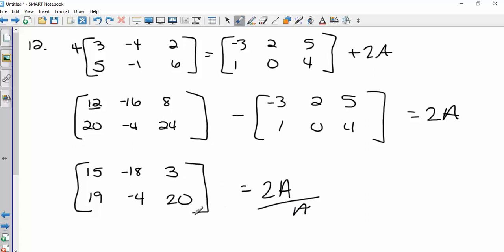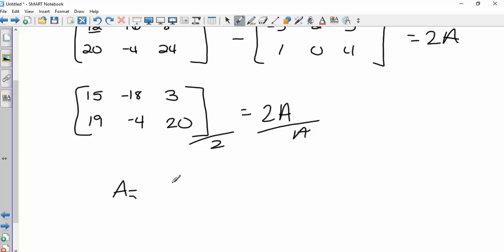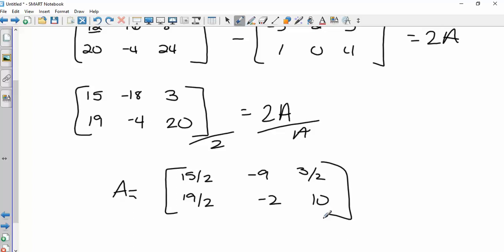Then how do we finish it? Yep. We need the A by itself. So we divide every number by 2. So we get 15 halves, negative 9, 3 halves, 19 halves, negative 2, and 10.